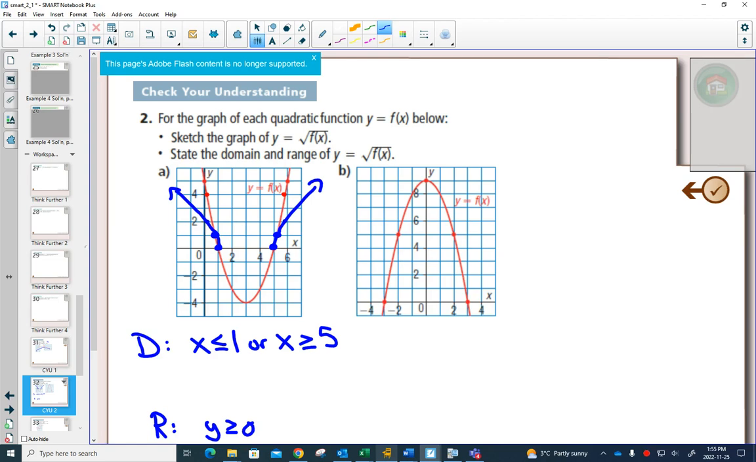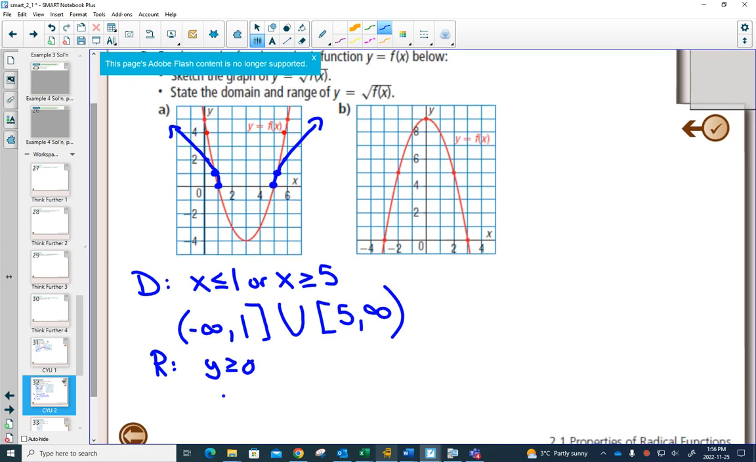Okay, how would you write this in interval notation? This one, you would go from negative infinity to 1 with a square bracket. And this one would go from a square bracket of 5 to infinity. And in interval notation, we don't write the word or, we make a big U. For the range, the interval notation isn't bad. Square bracket 0 to infinity.